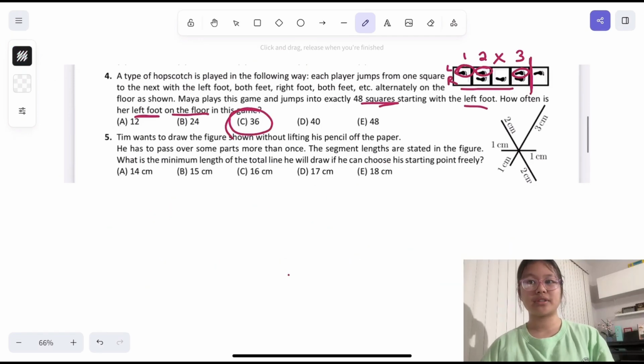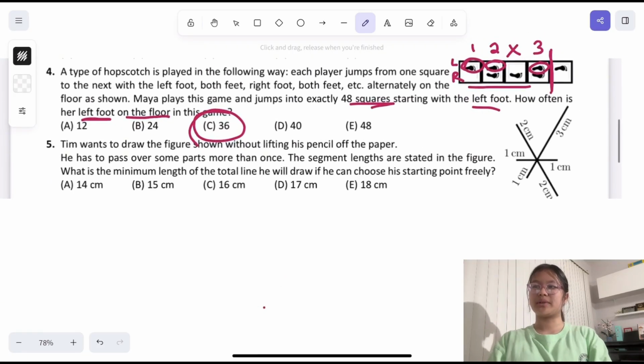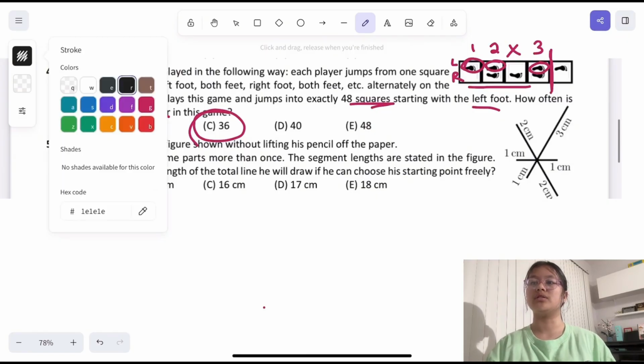On to number 5. Tim wants to draw the figure shown without lifting his pencil off the paper. He has to pass over some parts more than once. The segment lengths are stated in the figure. What is the minimum length of the total line he will draw if he chooses to start his point freely? The thing we underline is minimum. So what's the lowest length he can go through while drawing this in one line?